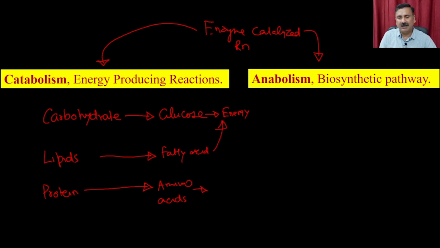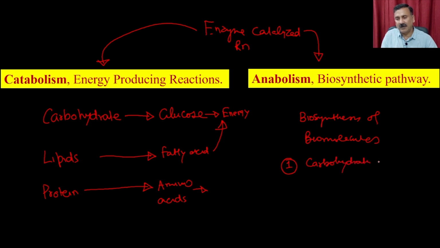Similarly, in anabolism, you have the biosynthetic pathway, which means it deals with the biosynthesis of different biomolecules. Under this category, you have four biomolecules which you are going to synthesize. For example, the carbohydrates. An example is glycogen. So you can use the glucose molecule and produce the glycogen.